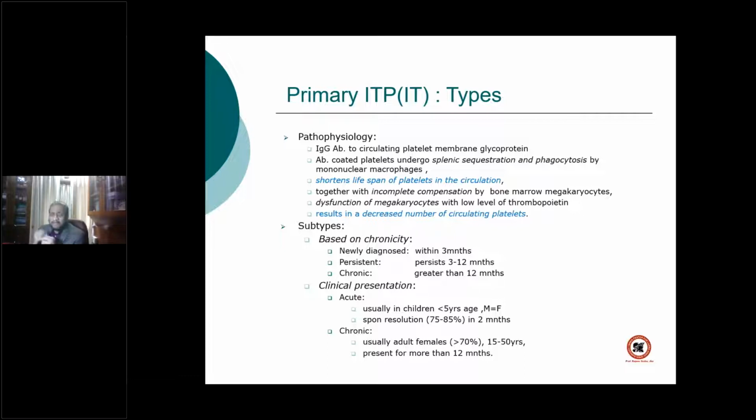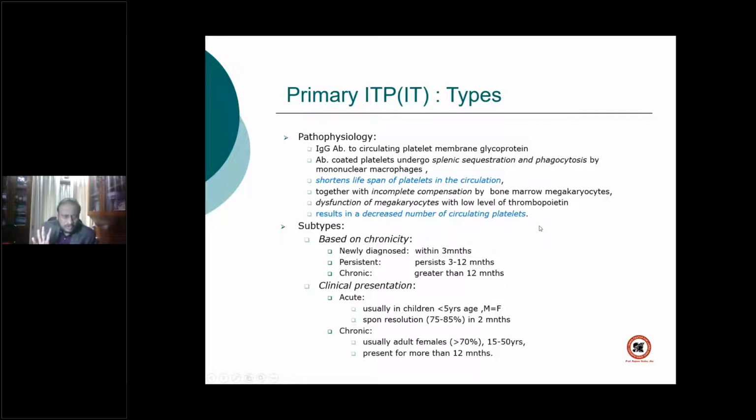That's number one. Number two, at the same time, what else is happening is that the megakaryocytes lying inside the bone marrow are not adequately compensating the fall in the platelet level by increased production. And in addition to that, there is a dysfunction of the megakaryocyte. So one, their function as far as production is concerned, and number two, their function as far as the qualitative function is concerned at the megakaryocyte level, both of them are defective. And that ultimately results in what? A decreased number of circulating platelets. So ultimately what we're talking about is the thrombocytopenia, right?